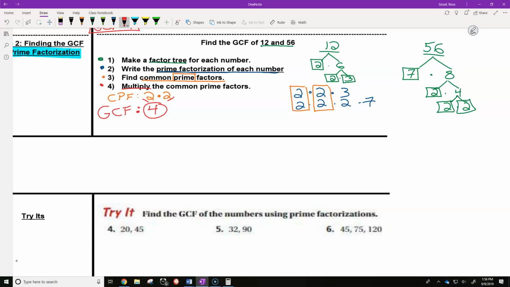Wow. So, if I would have done a list, I just want to show you how this makes sense. If I would have done a list, 1, 2, 3, 4, 6, 12. And for 56: 1, 2, 3 doesn't, 4 does, 5 doesn't, 6 doesn't, 7, 8, 14, 28, 56. All right. If I would have done a list like on example 1, my common factors were 1, 2, and 4.